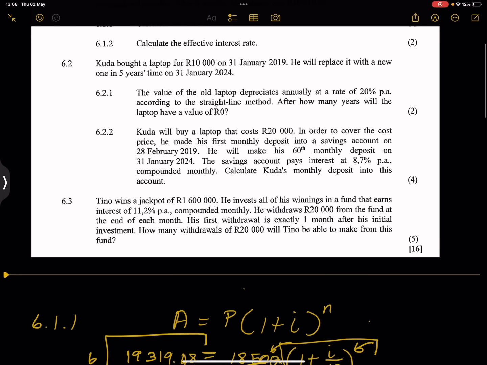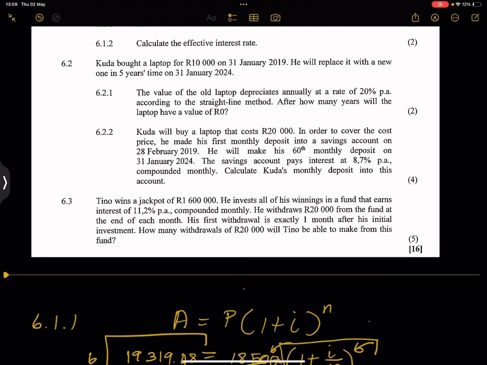Right, and then let's look at the last question. They say Tino wins a jackpot of 1.6 million. He invests all his winnings in a fund that earns interest at 11.2% compounded monthly. He withdraws 20,000 from the fund at the end of each month. His first withdrawal was exactly 1 month after his initial investment. How many withdrawals of 20,000 will Tino be able to make from his fund?